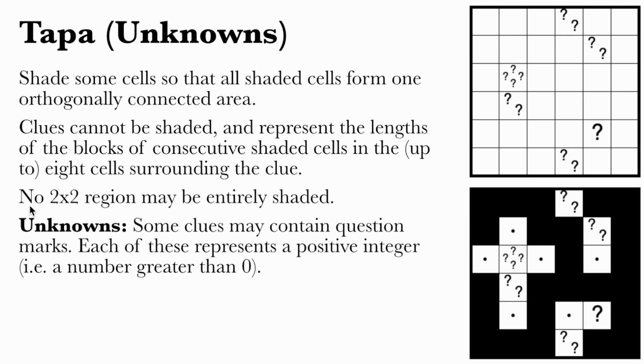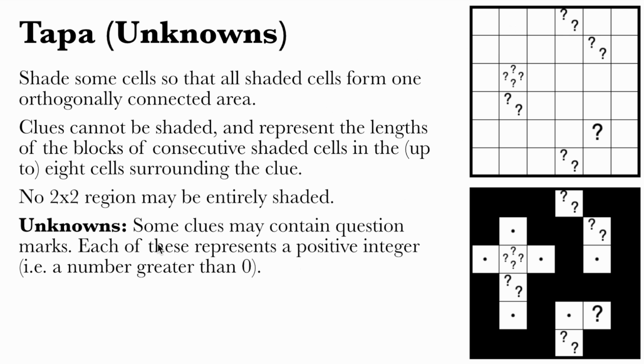First, we'll note that no 2x2 region may be entirely shaded. You can see that in the example. We have some places where there are 3 shaded cells, but no case where there are 4 shaded cells in a 2x2 region. And the variant, unknowns, means that some clues may contain question marks. Each of these represents a positive integer, that is, a number greater than 0.